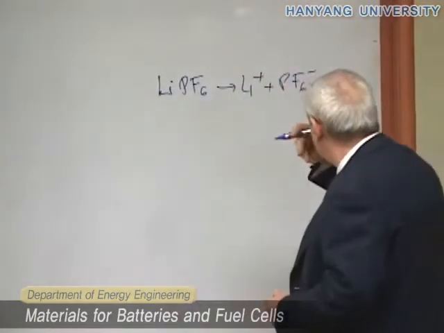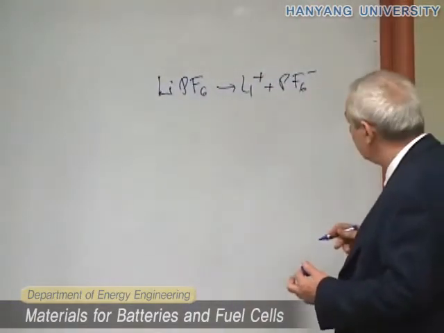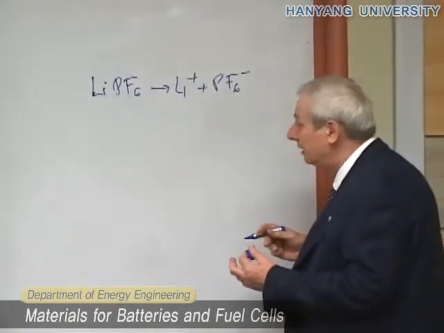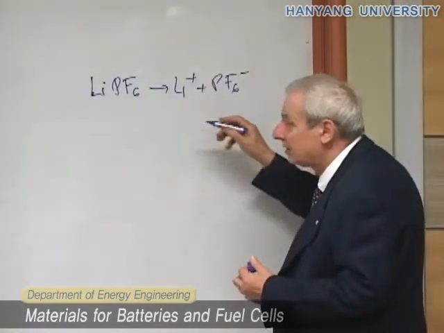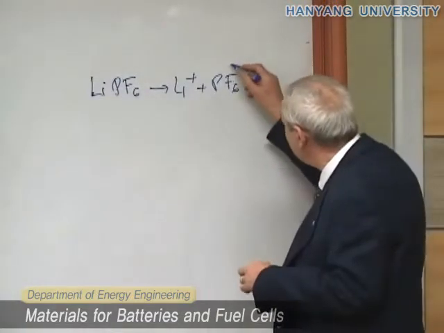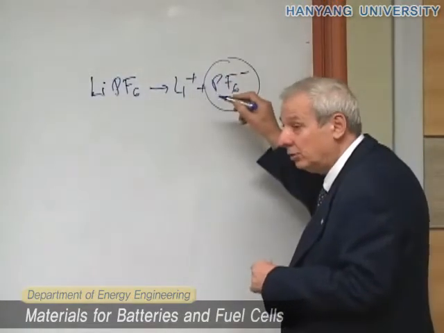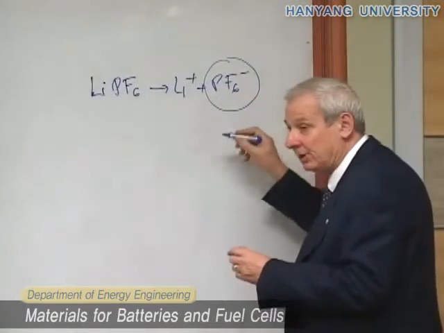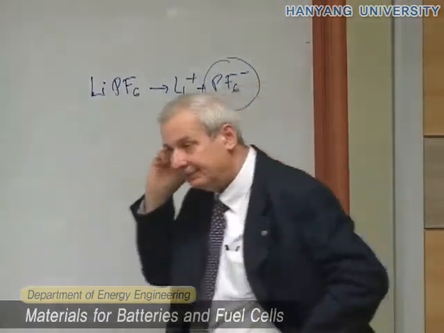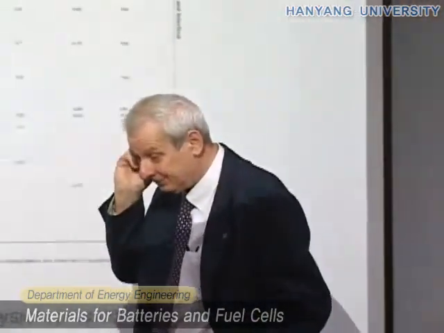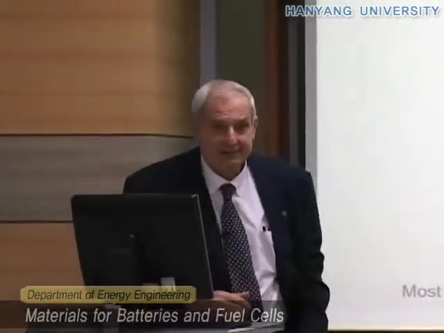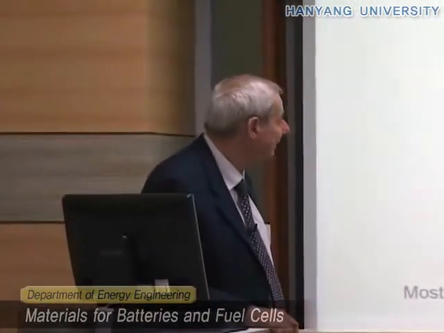Okay, this is the situation of the salt when it's dissolved in EC-DMC. So the lithium ions are conducting through the cell, and this is the anion. Now it is important to know at which potential this anion decomposes, because remember that we have always the problem of the decomposition of the solution, which may create some safety issue.